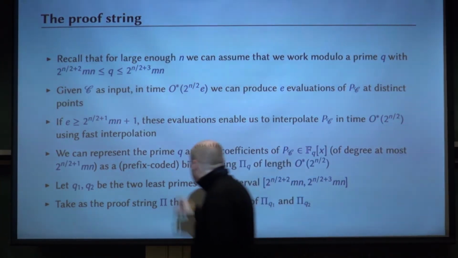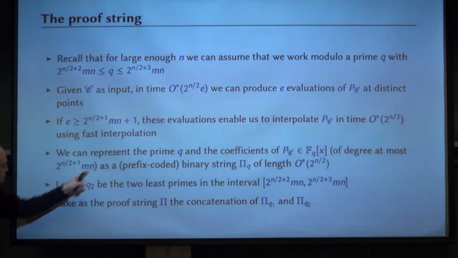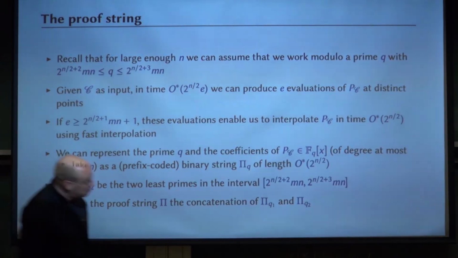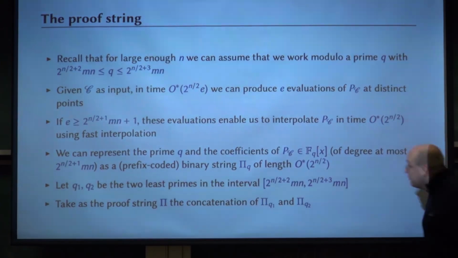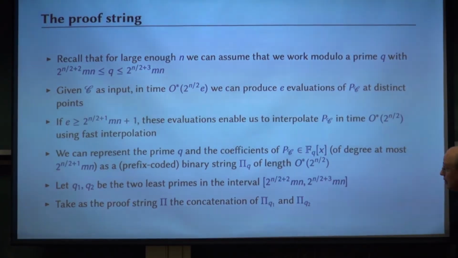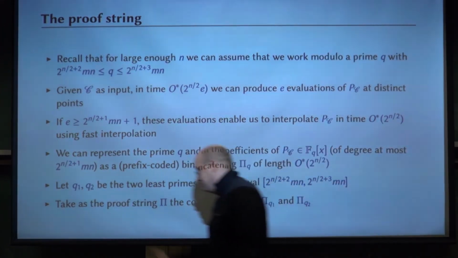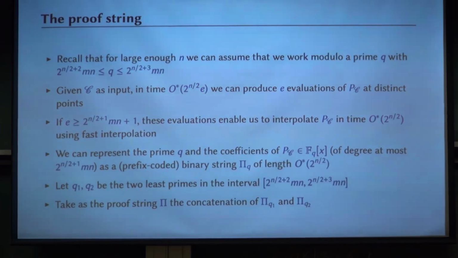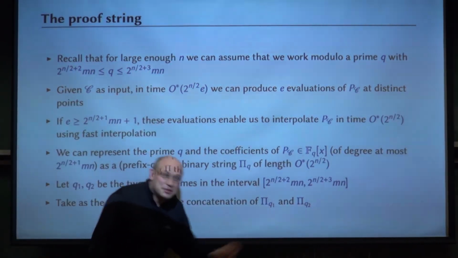So then, if you think about the prime Q and the coefficients of the polynomial, because of this degree bound, we can, for example, use a prefix coding to get a bit string that depends on the prime, of this length, upper bounded by that quantity. And then, of course, we can choose those two primes so as to enable recovery using the Chinese remainder theorem, as already discussed. And then the actual proof string pi is just a concatenation of these two.